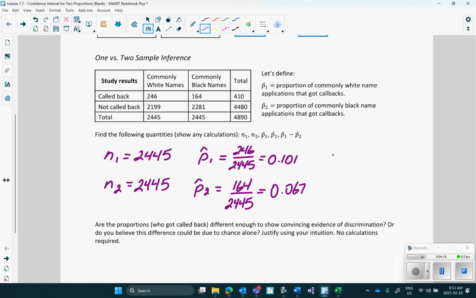And finally, the difference between the proportion of white names and the proportion of black names that receive callbacks, we just subtract those two. Order is important. It's p hat 1 minus p hat 2. And that's going to give us approximately 0.034, which suggests right now that about 3.4% more white names receive callbacks than black names. That's what it suggests right now.